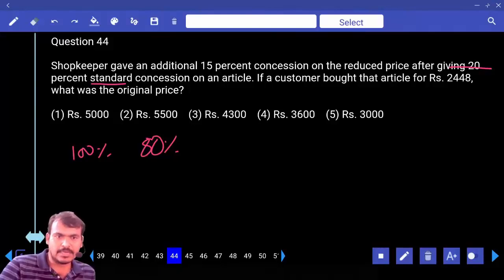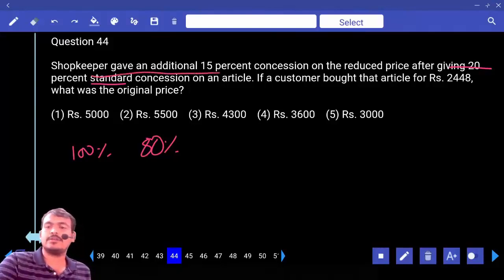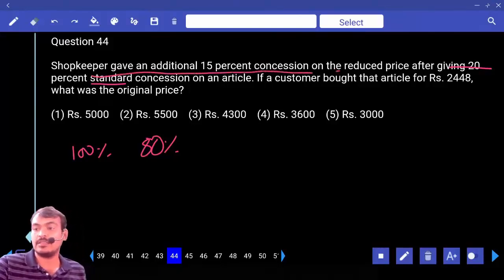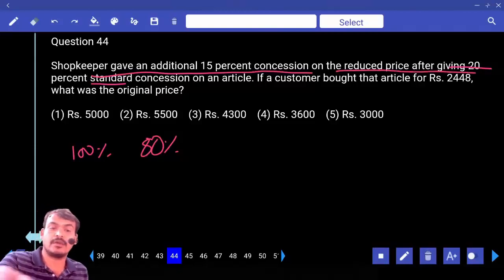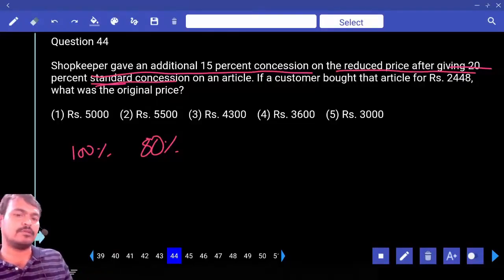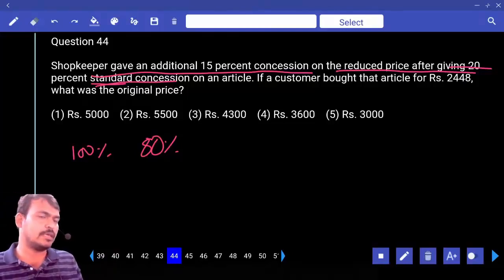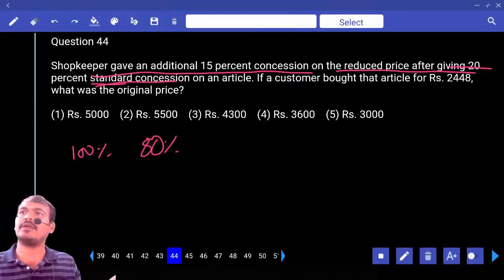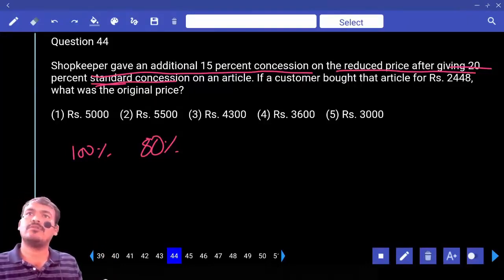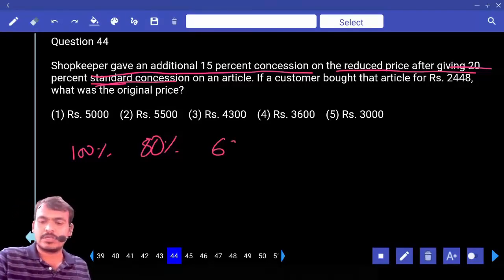Out of 100%, 20% is the standard concession, so after concession, what is the remaining value? 80% or not? In that, the shopkeeper gave an additional 15% concession on the reduced price after giving the standard concession or not? After giving the standard concession, what is the remaining value? 80%. In that, how much percent is additional? 15%. What is 10% of 80? 8. 5%? 4. 8 plus 4? 12. 80 minus 12 or not? What is the remaining value?